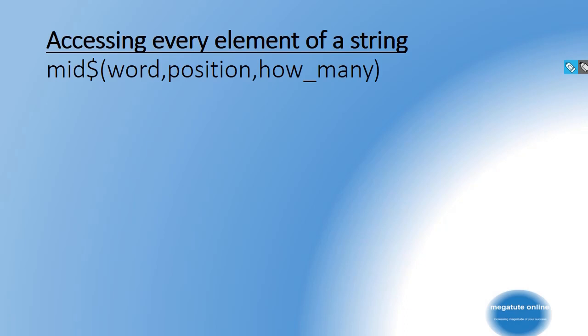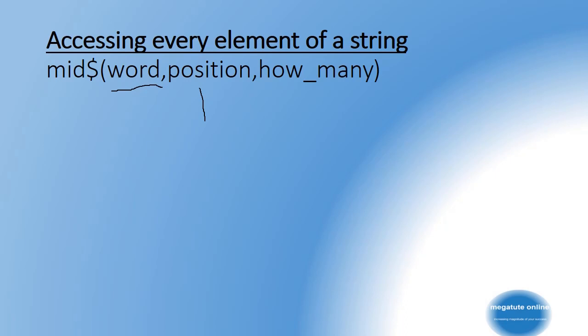Now suppose you have to extract a few letters from a variable, a given word. So you can use a Mid function, Mid$ function. How does it go? It has got three parameters. The first parameter is word, where you have to specify which word you are talking about. Then it is position, where you have to specify from what position you are going to extract those letters, and then you have to specify how many letters or alphabets you have to extract.